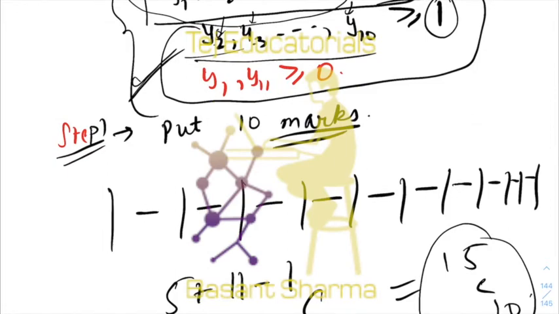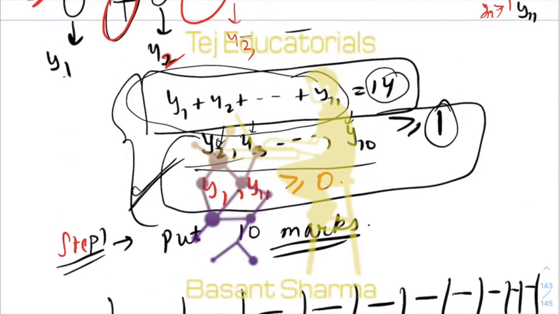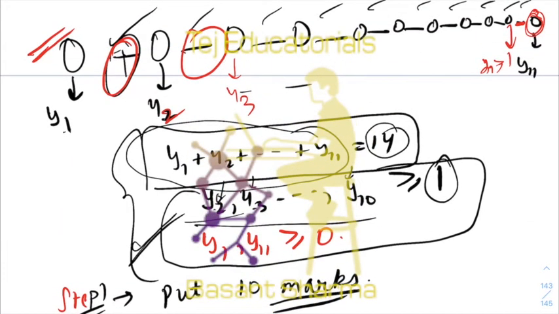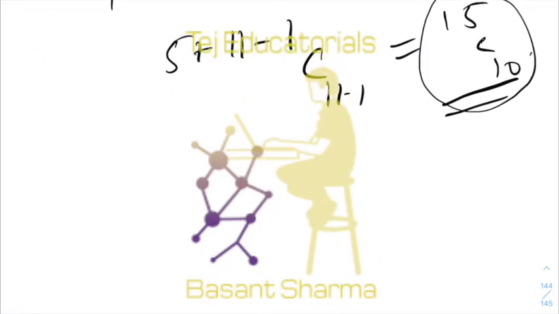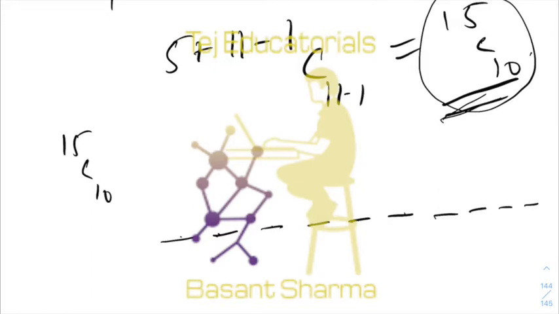Or you could just use the multinomial theorem, coefficient of this and all that. It's your wish, whatever you are comfortable with. So these are the number of ways in which... Now what is 15C10? Basically 15C10 is telling me that if you have 1 2 3 4 5 6 7 8 9 10, these are the number of ways in which I can distribute gaps.